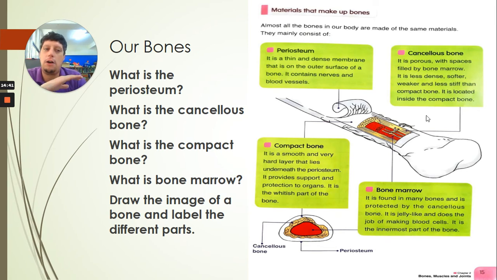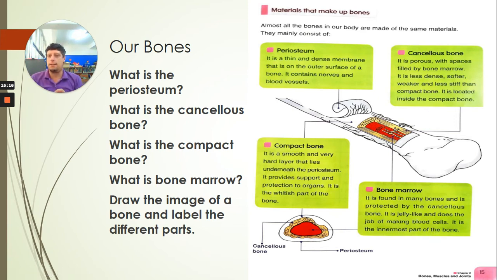And then I'm just going to go back over to the cancellous bone. Inside the compact bone, we have the cancellous bone, which is soft and porous, has lots of holes that are filled full of bone marrow. And then finally, we'll see what is bone marrow. It is found in many bones and is protected by the cancellous bone. It is jelly-like and does the job of making blood cells. It is the innermost part of the bone.